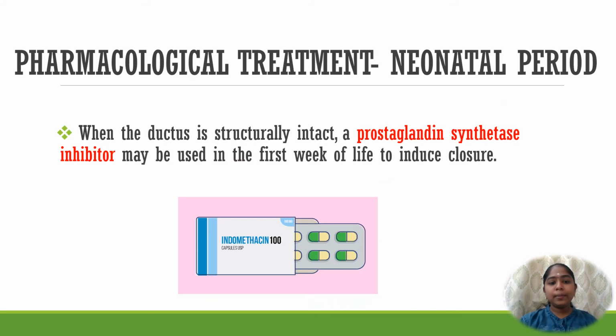Treatment in the neonatal period. When the ductus is structurally intact, a prostaglandin synthetase inhibitor like indomethacin or ibuprofen may be used in the first week of life to induce closure. However, in the presence of a congenital defect with impaired lung perfusion, that is an undeveloped lung, it may be advisable to improve oxygenation by keeping the ductus open with prostaglandin treatment.